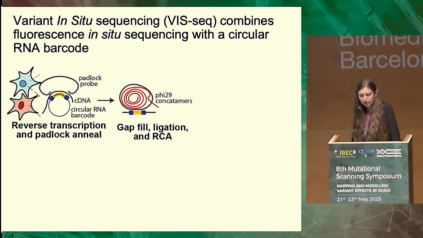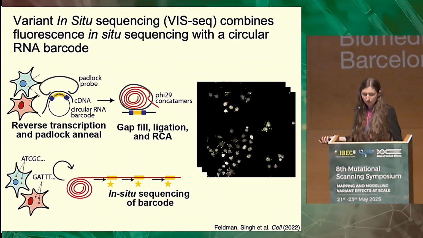One of the key things that we're doing with this approach is using a circular RNA barcode. What that does is it enables high expression levels of the barcode compared to a linear transcript. The first step is to do reverse transcription, and then we hybridize a padlock probe to either side of the barcode. We copy in the barcode sequence, and then we ligate it closed so that we have a circular template that we can then perform rolling circle amplification on to copy the barcode numerous times. Once we've done that, we can proceed with the in situ sequencing.